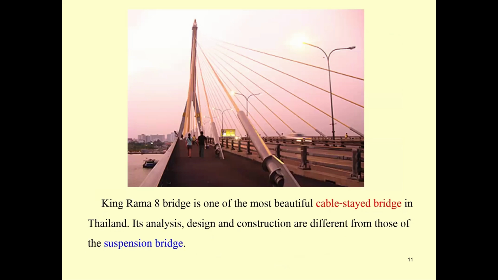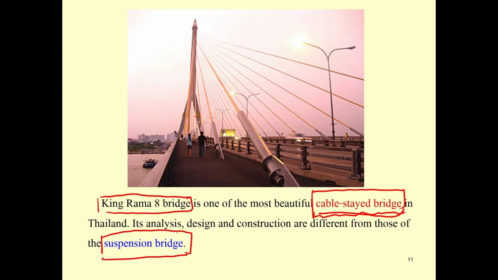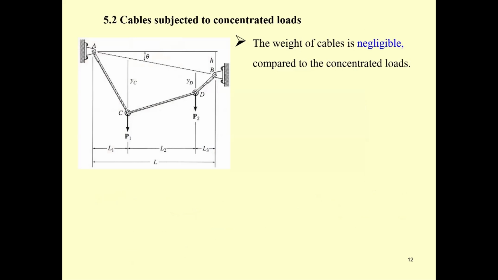And there is another thing that's different from the suspension bridge. If you go to Bangkok, there are many cable-stayed bridges built in Bangkok. This one is the King Rama 8 Bridge, one of the most beautiful bridges in Thailand. They are different from what I mentioned about the Golden Gate Bridge. The way to study it, you're supposed to study in bridge engineering, another subject for you. And now let me move to the first one.